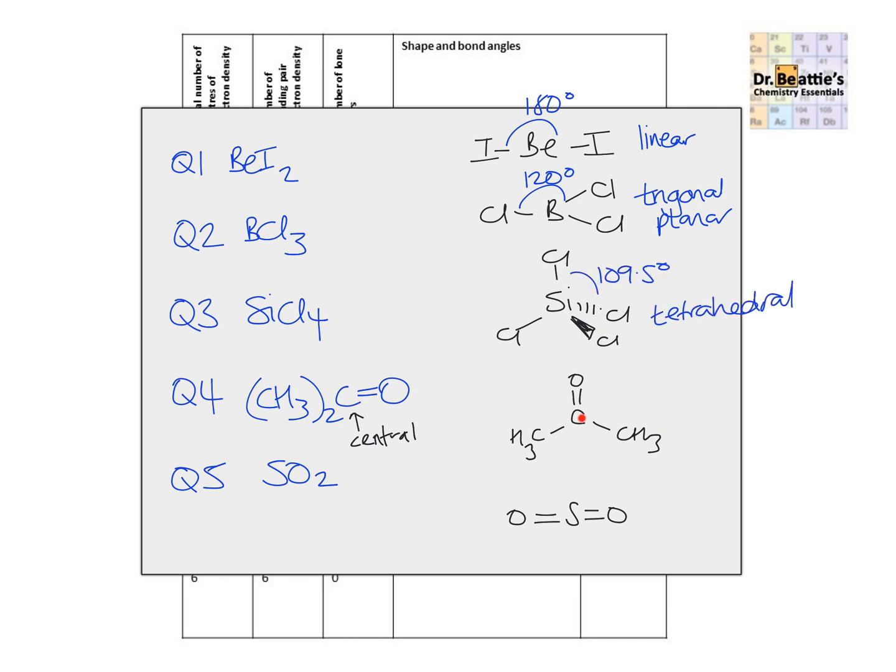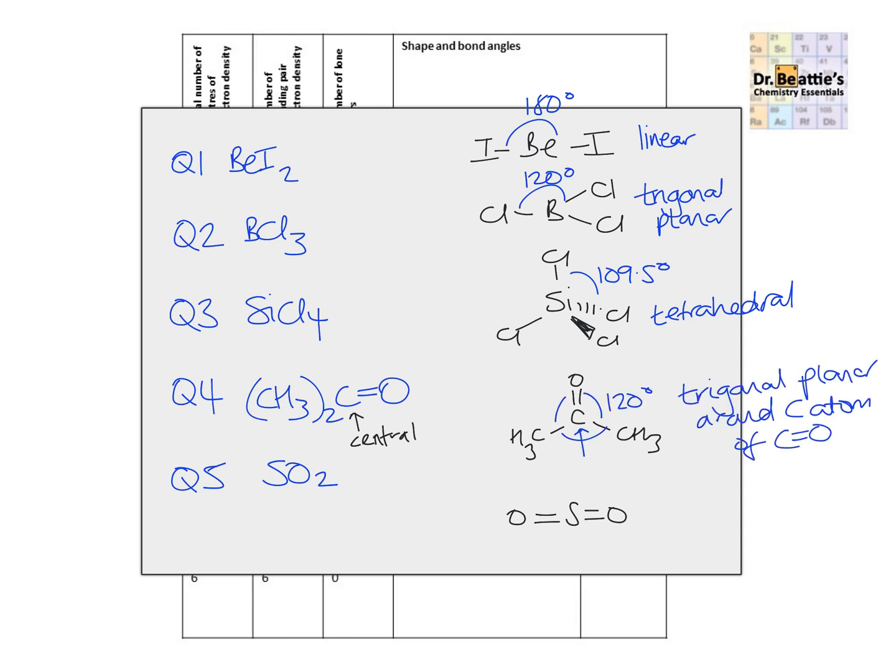Question 4, our central atom is carbon, and there are 3 areas of electron density. So remember to take into account as a double bond, there's still one area of bonding electron density. So we have a trigonal planar shape around the carbon atom, and the angle around the carbon atom is 120 degrees.